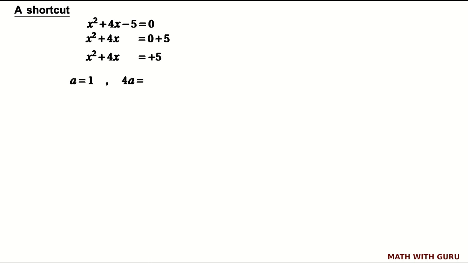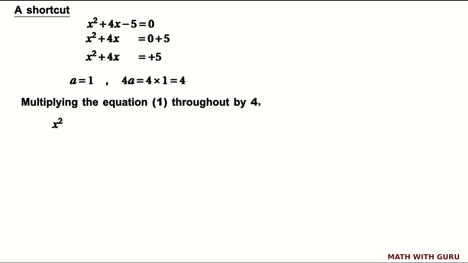Again, there is a shortcut for this method. Consider the equation. Bring minus 5 to the right hand side. Now, the coefficient of x squared is 1. Find 4a. 4 into a, 4 into 1 equals 4. Multiply the equation 1 throughout by 4. x squared into 4 plus 4x into 4 equals 5 into 4. 4x squared plus 16x equals 20. (2x) whole squared plus 16x equals 20.